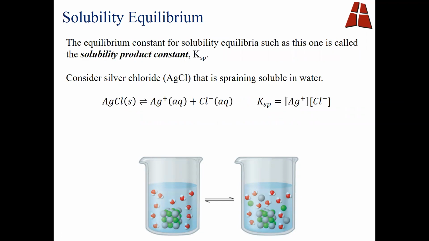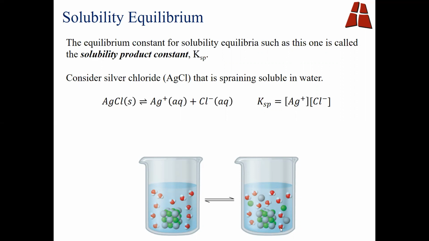Okay? And so we can, of course, define this relationship in terms of equilibrium. This is another form of equilibrium we'll look at called the solubility product. And so we represent that with KSP. So if you see KSP, that is measuring the solubility of a solid within a system.